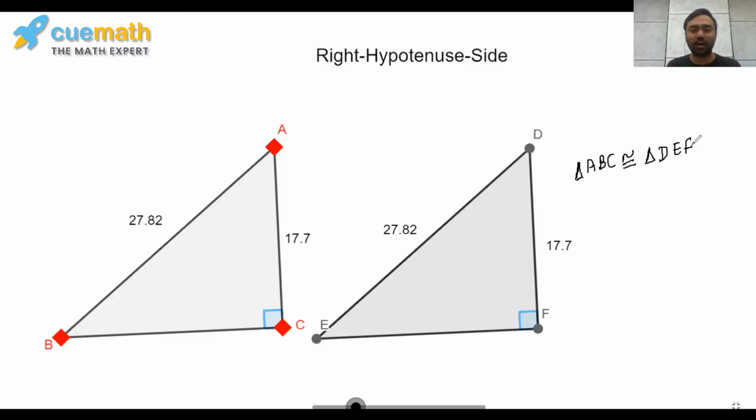So this is how we just saw that we can use the congruency criteria to determine whether two triangles are congruent or not. So these are the different congruency criteria, and that's it for today's session.